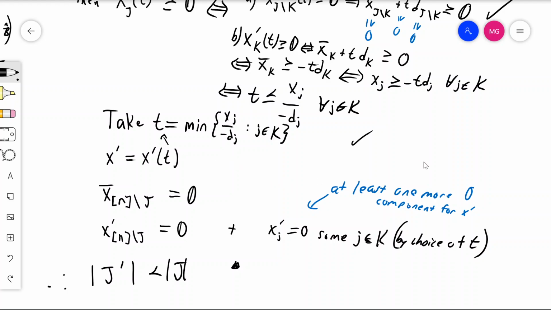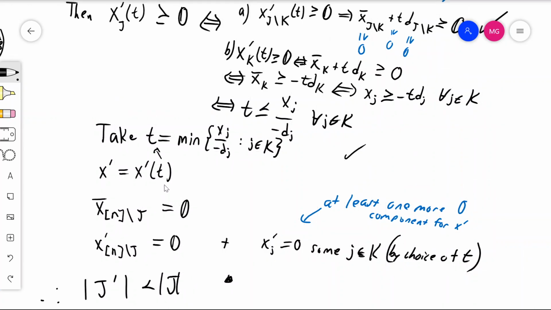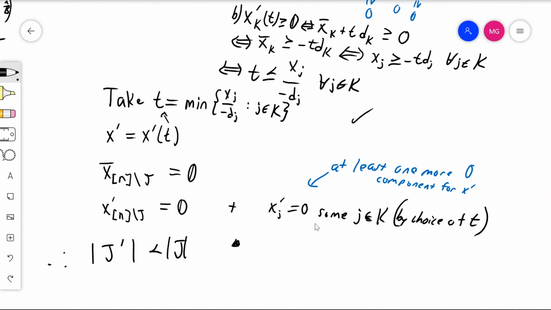You took t to be exactly large enough that it bumped into a wall, basically. You can just fill this in. t is going to realize the minimum of these ratios; plug that back into the formula for what x prime is. x prime is x bar plus td. For this value of t, you can see that you get at least one more zero component because of our choice of t, and that gives us an extra zero component besides the ones that we already had. So we have at least one more zero component, and so strictly fewer strictly positive components. So truly the cardinality of J prime is strictly less than that of J.